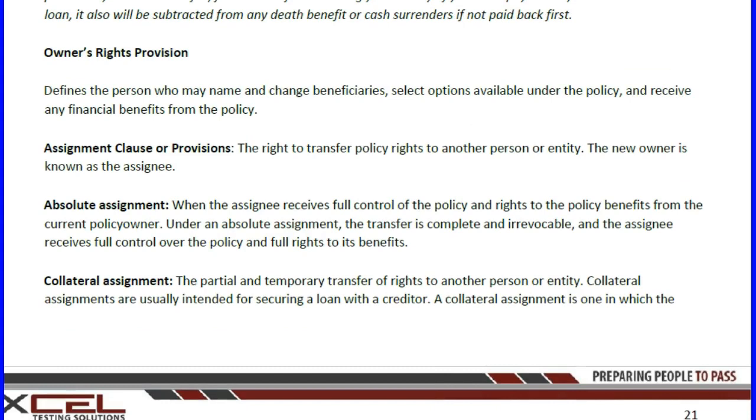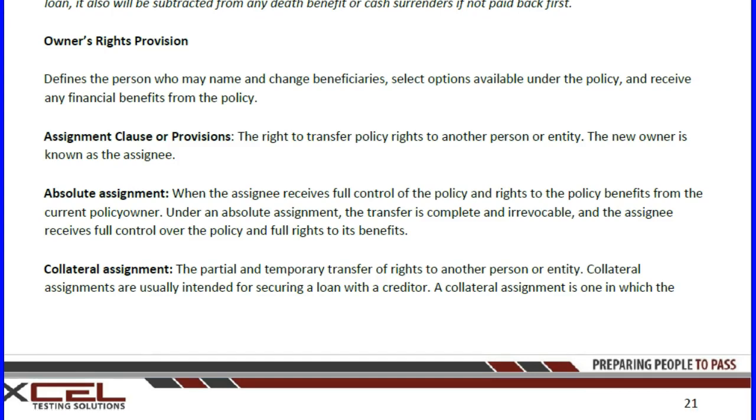Owner's rights provision defines the person who may name and change beneficiaries, change options under the policy, and receives any financial benefits from the policy. So owner's rights defines the person who may name and change beneficiaries, in other words, who is going to receive the policy benefit.